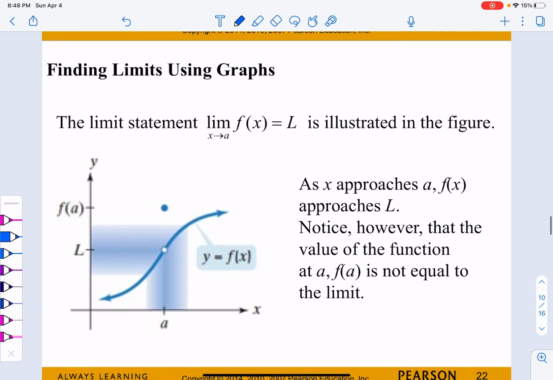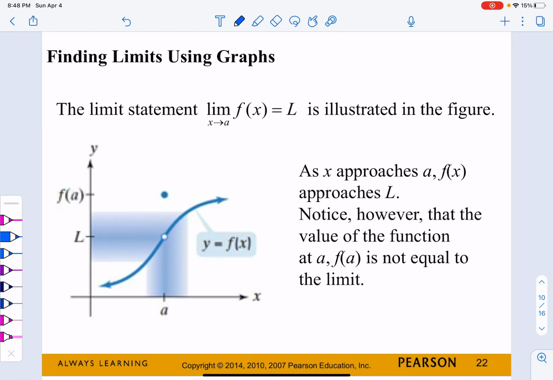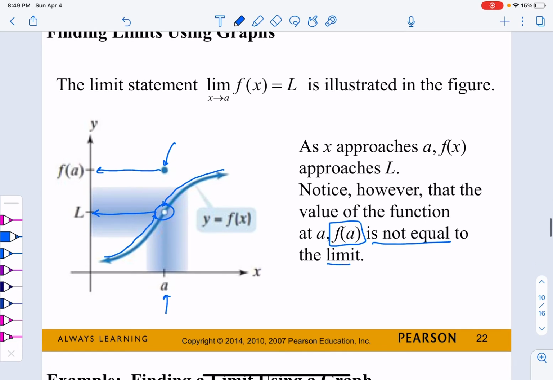The third one says as x approaches a, f of x approaches L. So again, going along this curve and going along this curve, we see that it is approaching that value L. But notice, however, that the value of the function at a, f of a, is not equal to that limit. Why? Because there's an extra little dot up here. So the value at a gives you another value than the limit. So 3 different cases with our limits that we're going to look at.